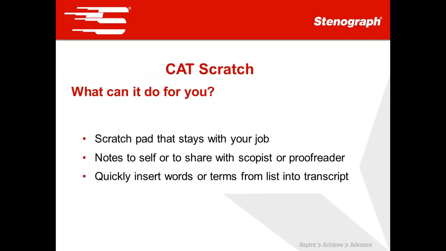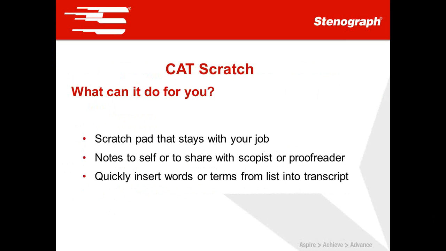What Cat Scratch does for you is rather than having that separate notepad to keep track of and have to search through to find the information pertinent to the job that you're working on, Cat Scratch is a scratch pad within Catalyst that stays with your job. You can make notes as you go along, and when you get home to edit, your notes will be there attached to your job. It'll even stay with your job when you send your job to a scopist or a proofreader.